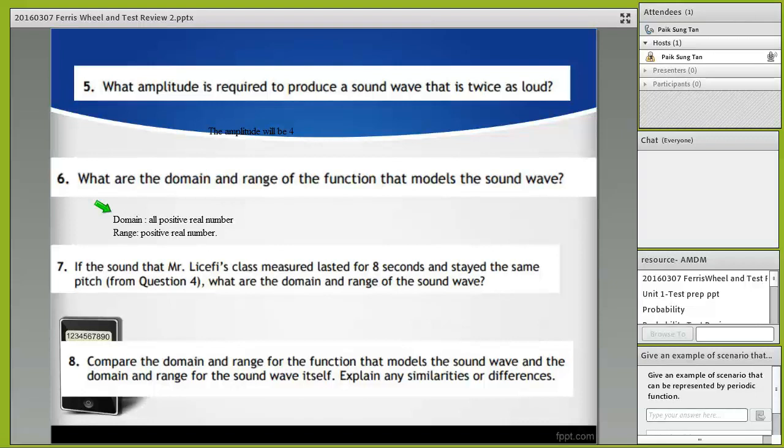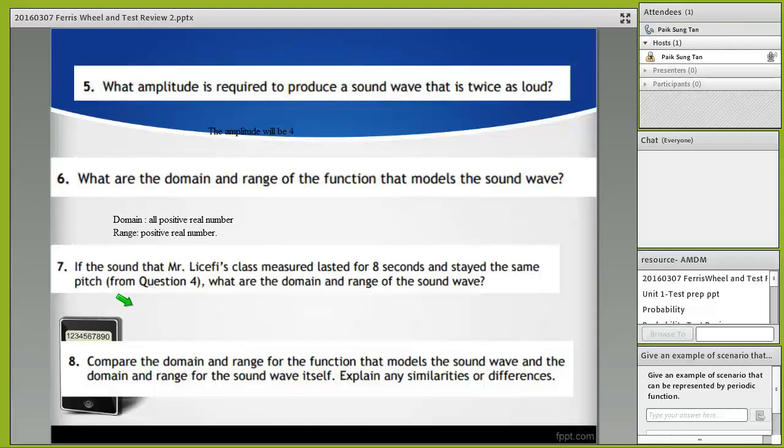If the sound that Mr. Lesafie's class measured lasted for 8 seconds and stayed the same pitch, what are the domain and range? Since our domain is time, the time will be from 0 seconds to 8 seconds, right? And the range, we know the range. The lowest number was 2.5, and the highest number was 6.5.